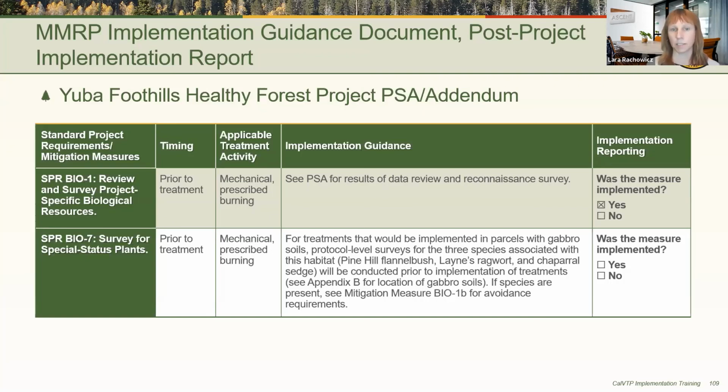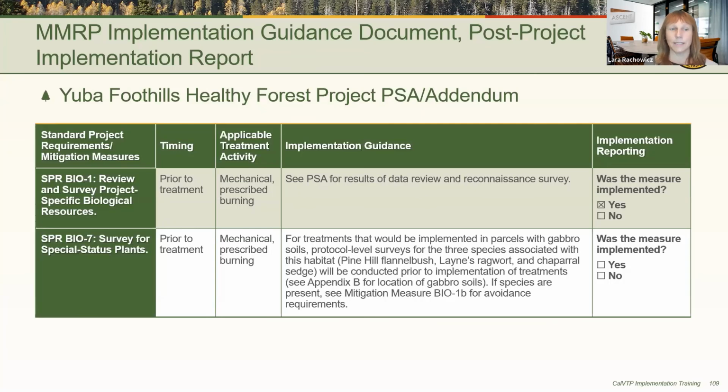In this table excerpt, the first row is for SPR Bio 1, which includes the data review and reconnaissance level survey. The results of the data review and recon survey will be included in the PSA. So this one can be checked as implemented. The next row is for special status plant surveys and includes specific information for where the survey should occur and which species may occur in the treatment area.